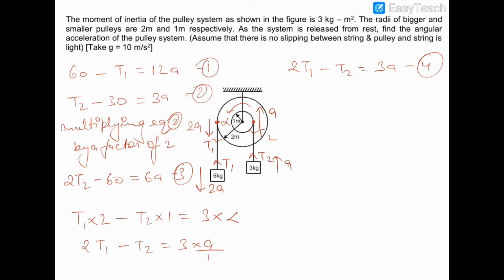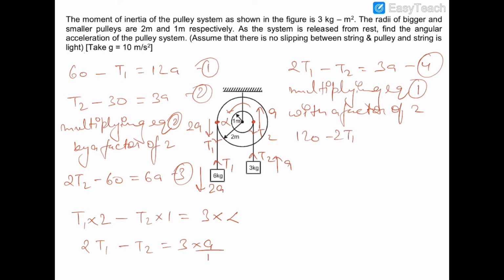Now we can see that if we multiply equation 1 with a factor of 2, it would be 120 minus 2T1 is equal to 24a. This is the fifth equation. Now adding up equation 5, equation 4 and equation number 3.